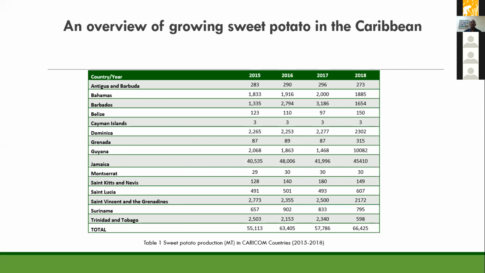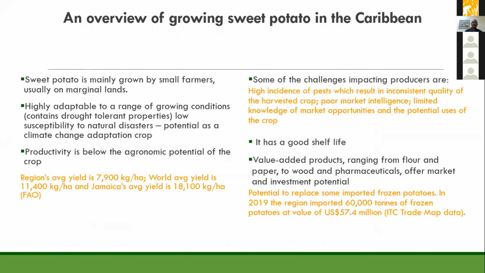All the CARICOM countries grow sweet potato, but by far the largest producers and exporters of sweet potato in CARICOM are Jamaica and St. Vincent and the Grenadines. Sweet potato is mainly grown by small farmers. It's highly adaptable to a range of growing conditions. That is how we viewed sweet potato years ago, highly adaptable.